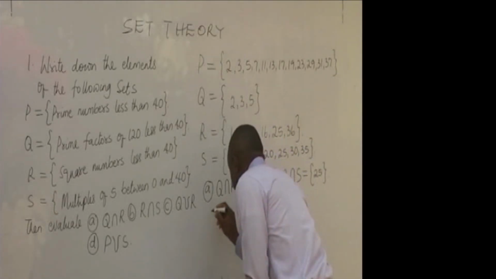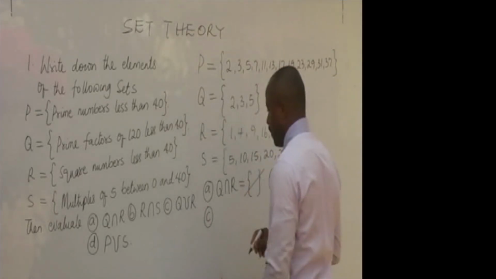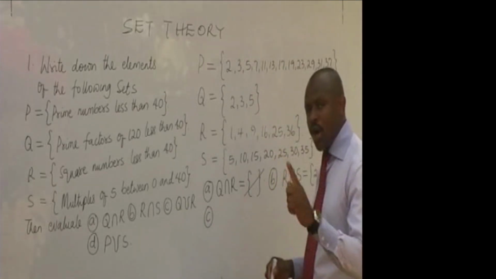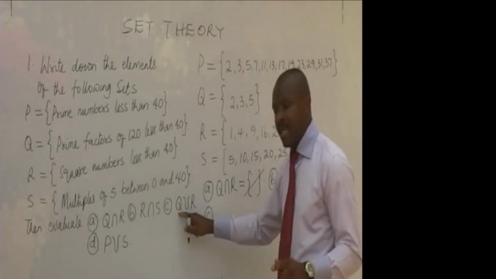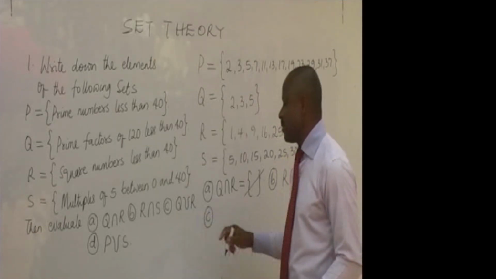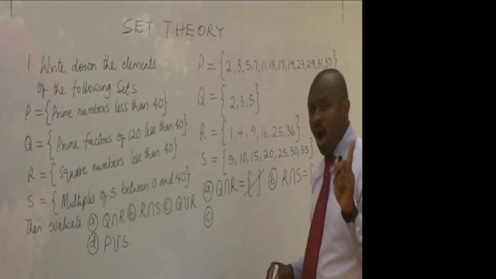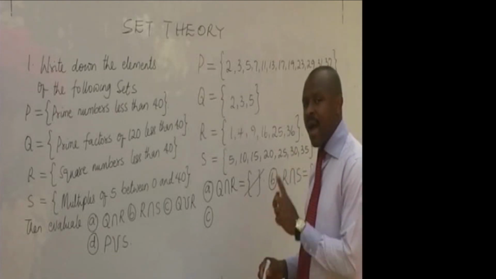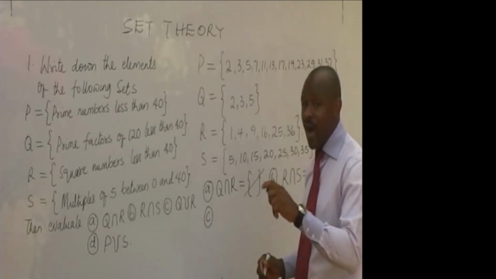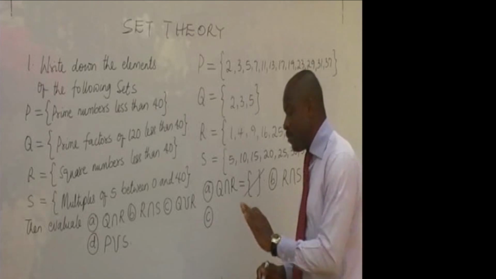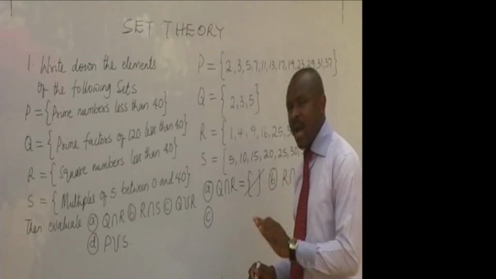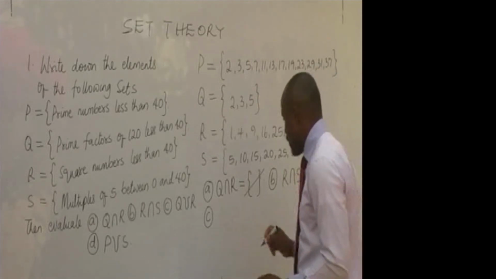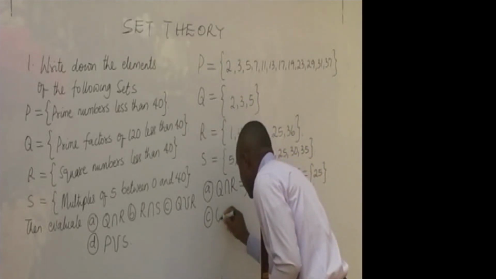Now C. C says Q union R. All the members of Q and all the members of R, not just those that are also members of R. The only thing is that you don't repeat any of the members. Q union R.